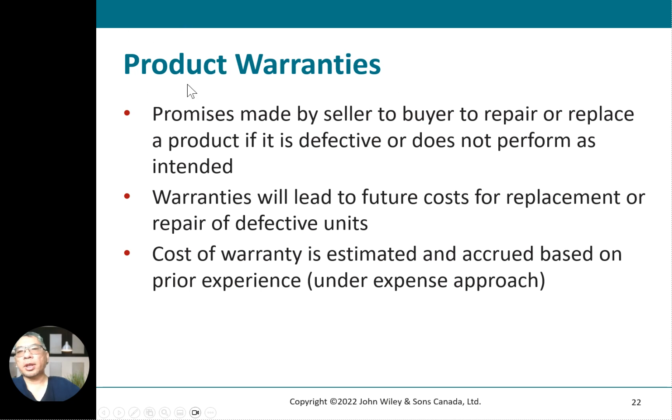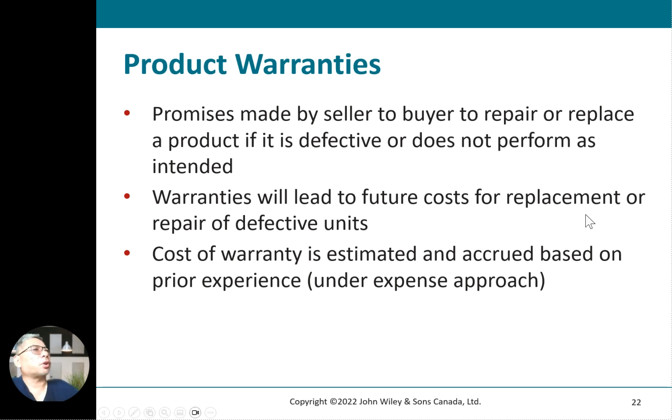Product warranties are a good example too. It is a promise made by the seller to the buyer to repair or replace a product if it is defective or does not perform as intended. A good example: I buy a laptop, an HP 14 Pavilion. It has a 1-year warranty. If it doesn't work in 1 year, then it is going to be covered. But the problem is, warranty has limits. It does not cover things like water damage. A good example is the iPhone, the same story. They don't cover water damage.